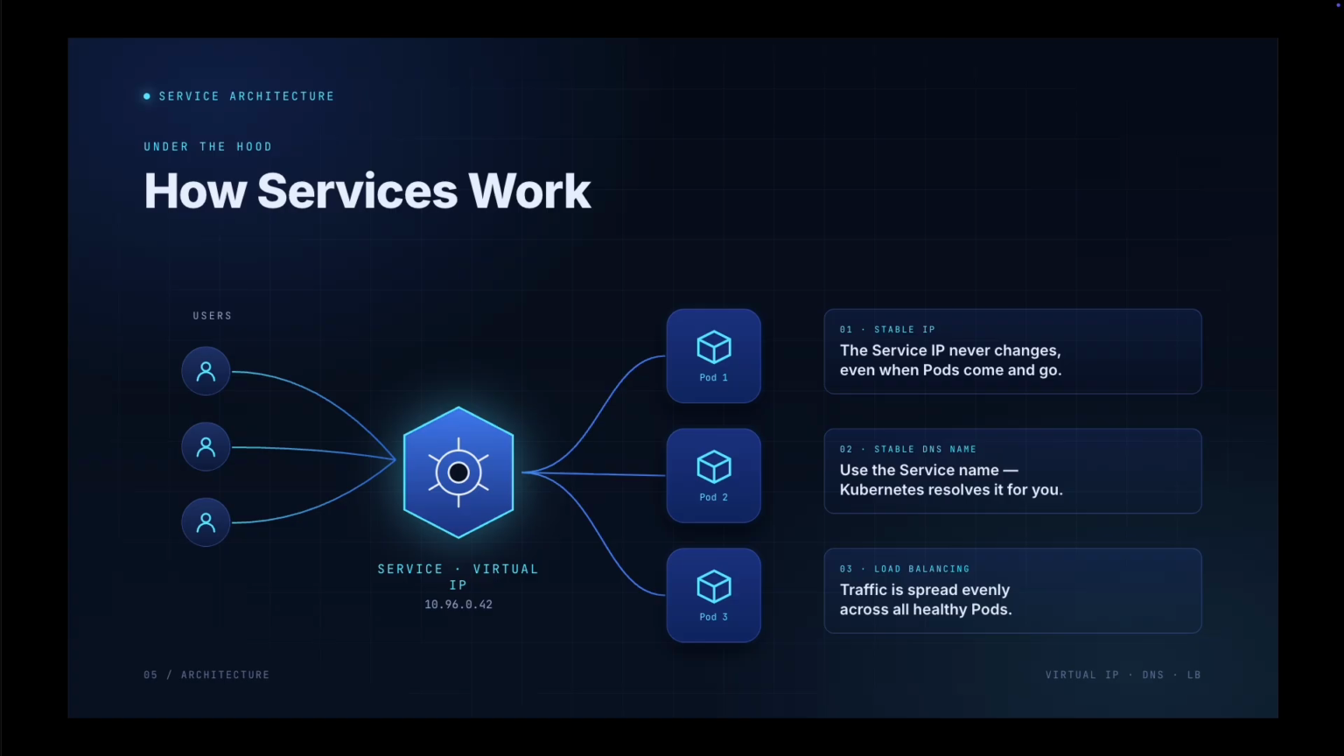This gives us three important benefits. First, a stable IP address. The service remains the same even when pods change. Second, a stable DNS name. Applications can use the service name instead of remembering IP addresses. And third, load balancing. Traffic is automatically distributed across multiple pods, helping the application scale and remain available. This is why services are one of the most important networking components in Kubernetes.